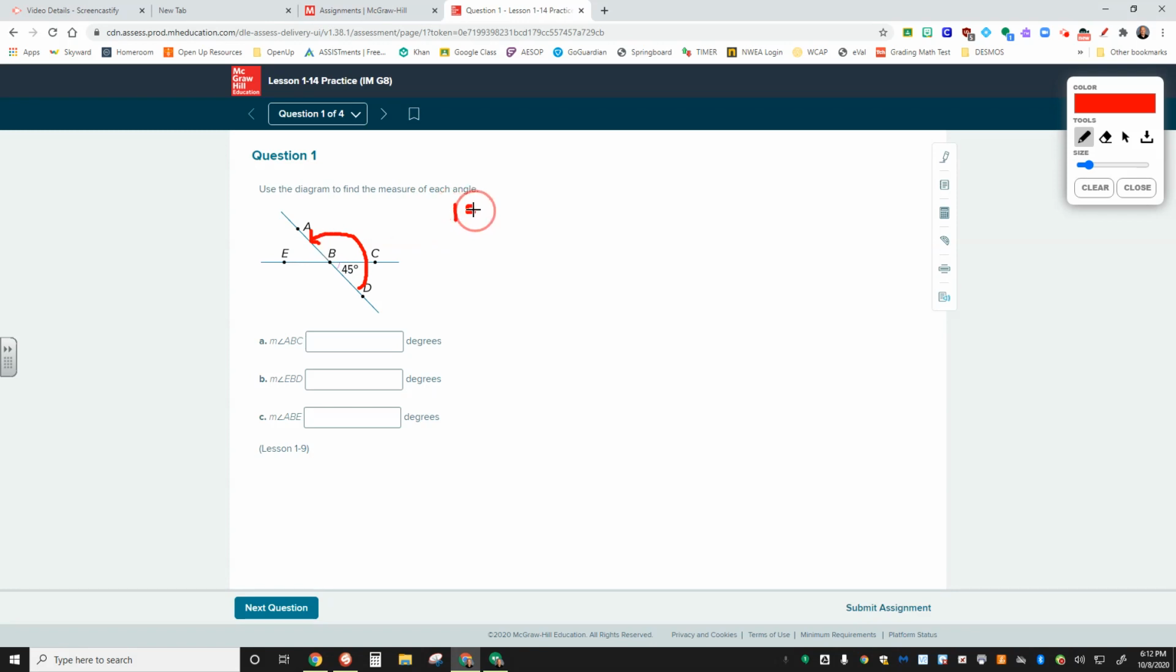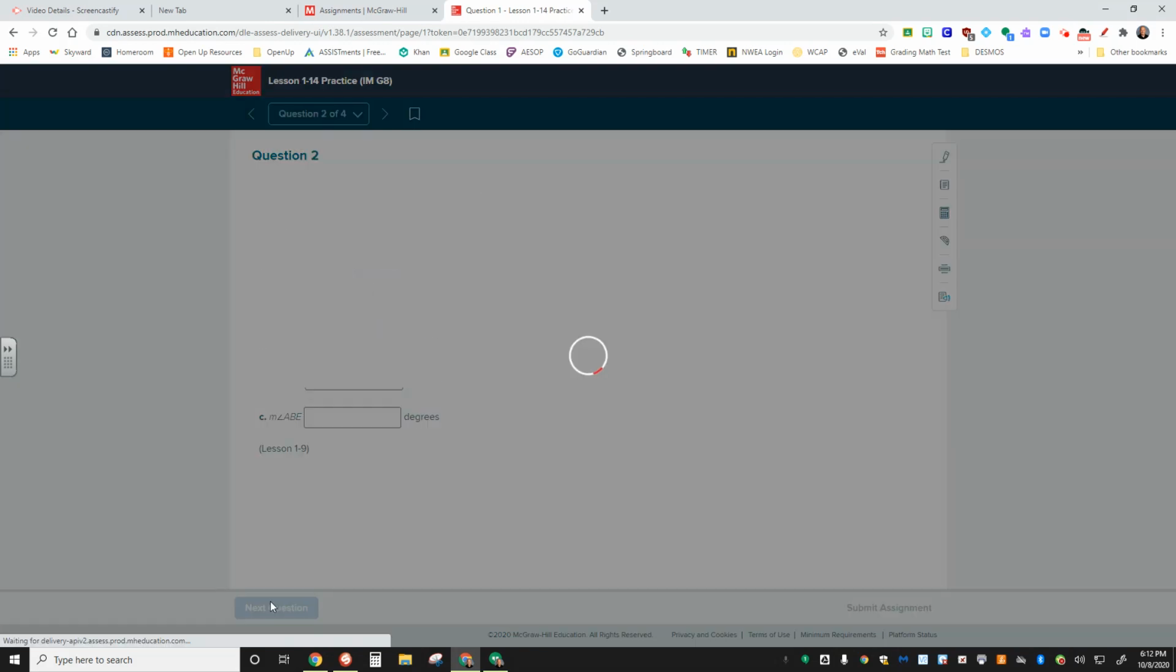Well, I take 180 degrees and I subtract the 45 degrees to give us 135 degrees. And so in our box, we'll go ahead and just type that in, 135 degrees. We can continue to find our other angle measures since we know this one's 135 degrees using vertical angles, supplementary angles. Either way, continue on with those pieces and go to the next question.